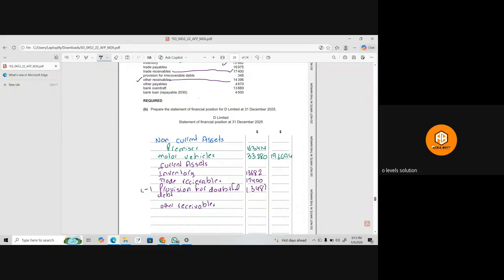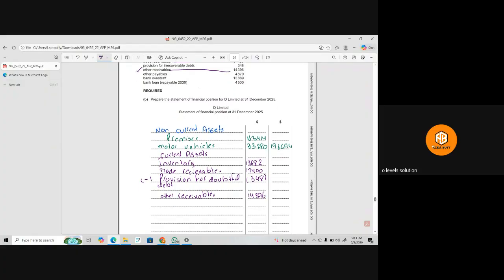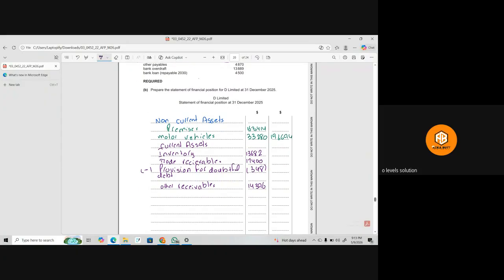And it's 14,396. Okay, and if you just add these two, minus 348 and plus this, you have the total current assets, which is equal to 45,130. Now you need to add the total of non-current assets and the total of current assets, so we will find the total assets.